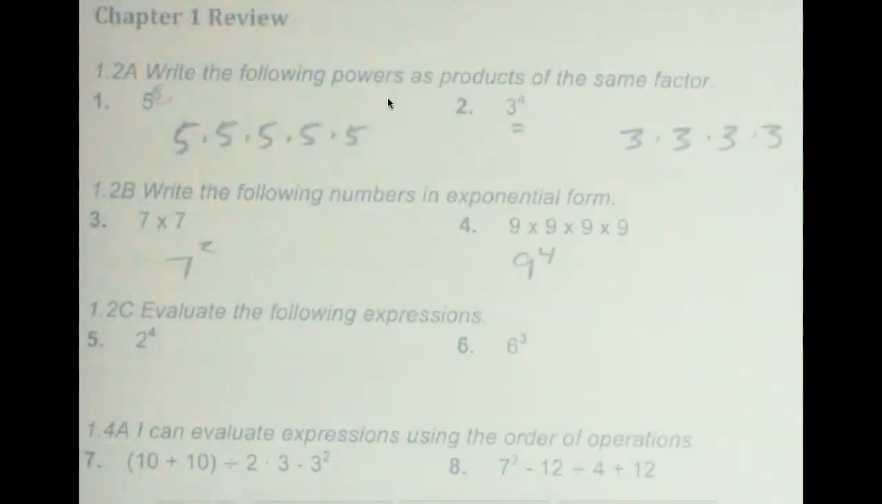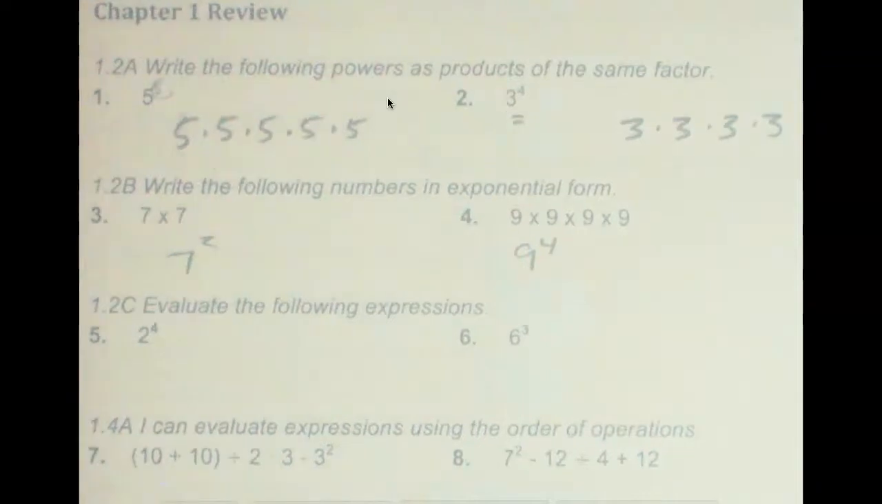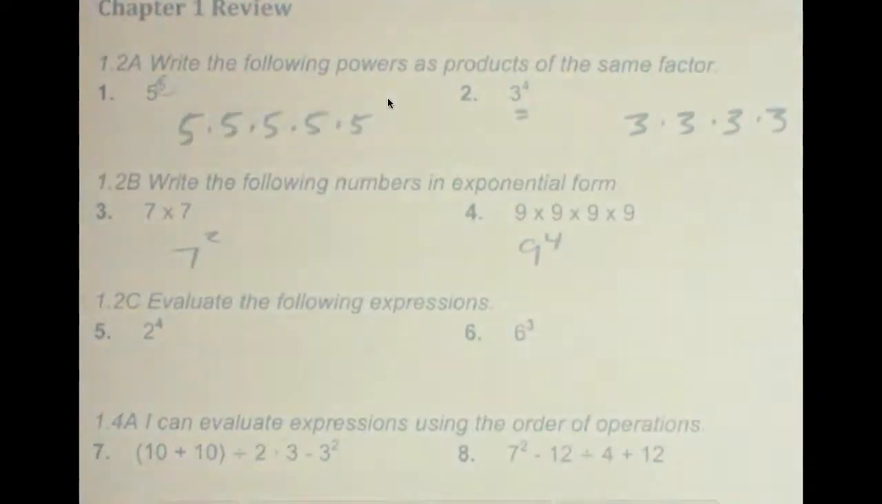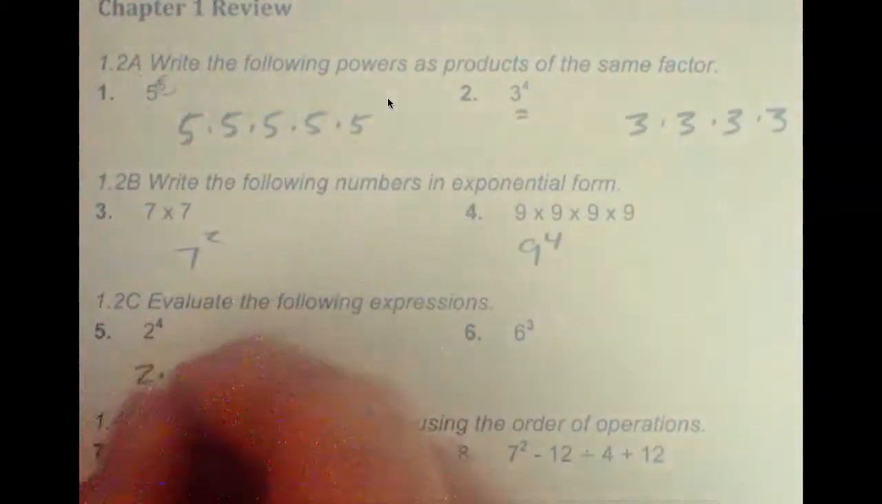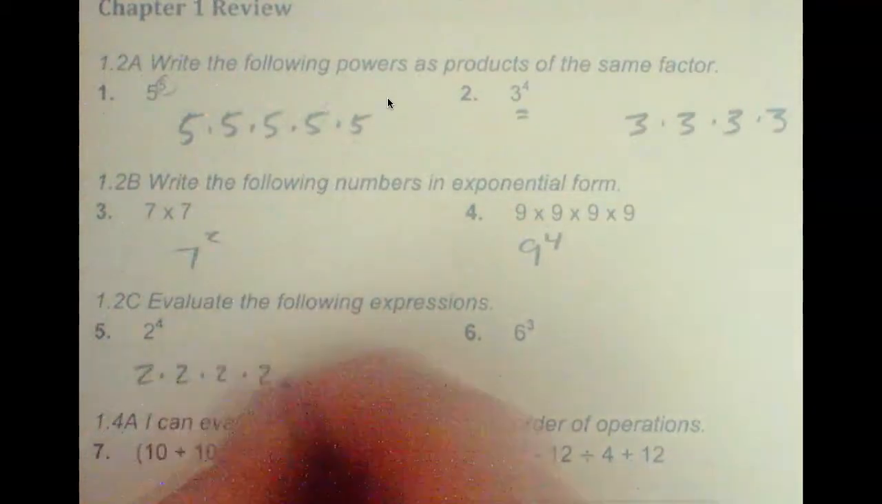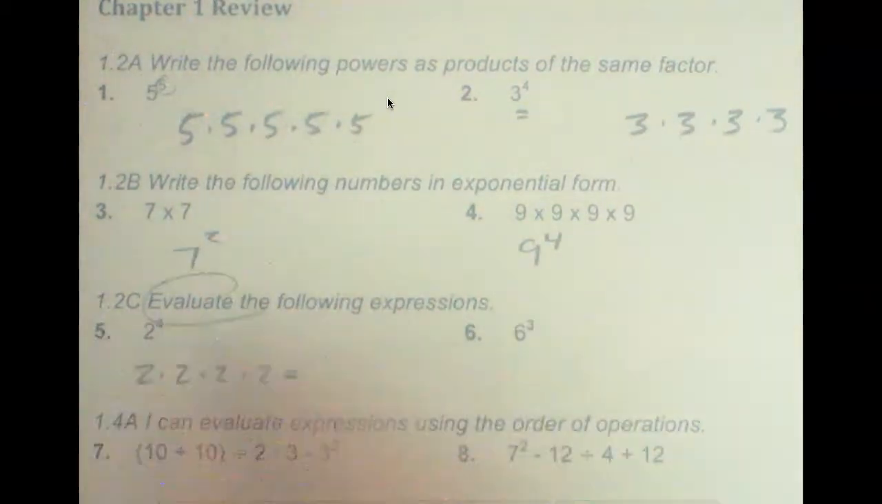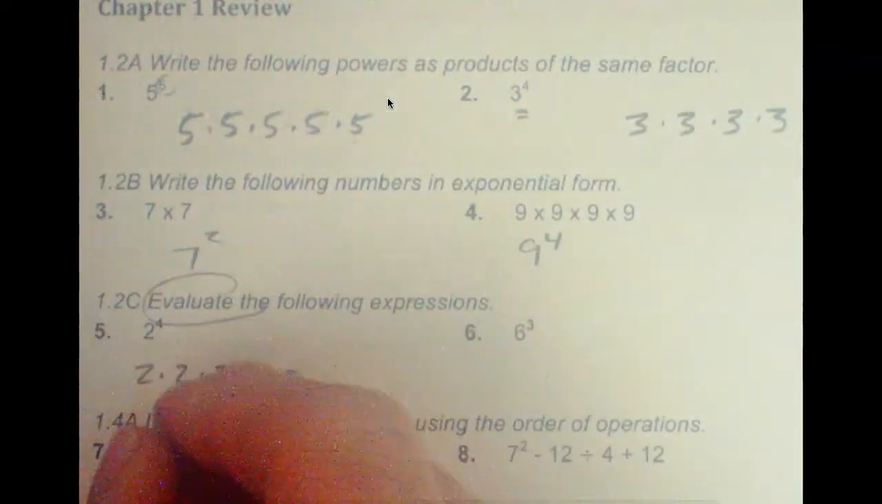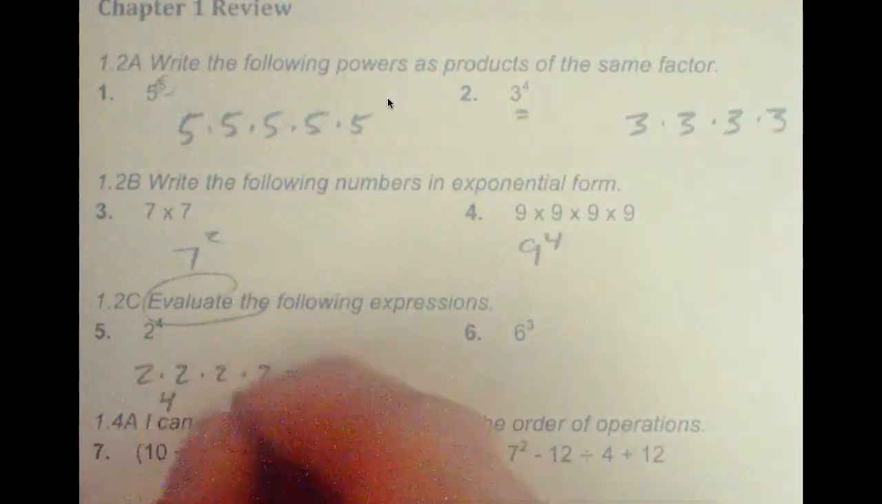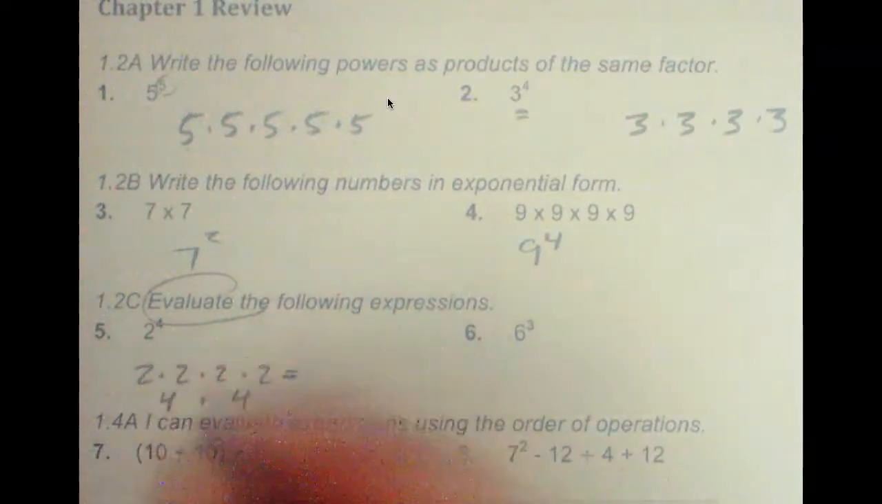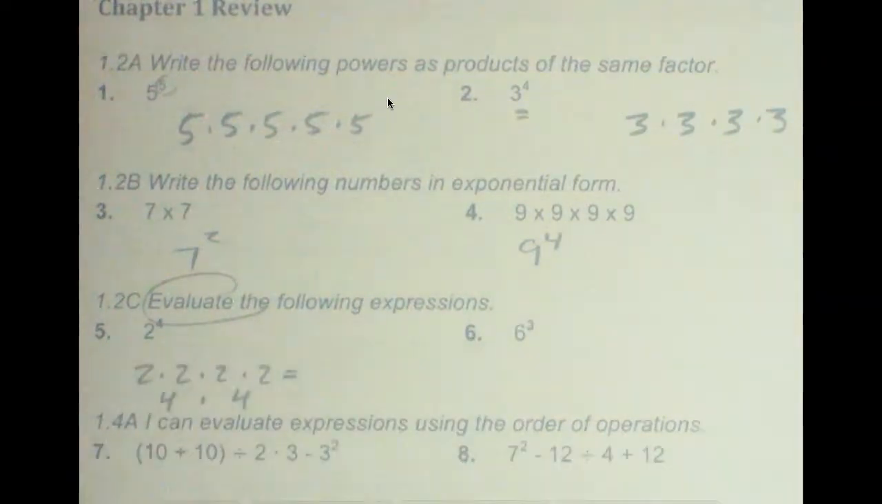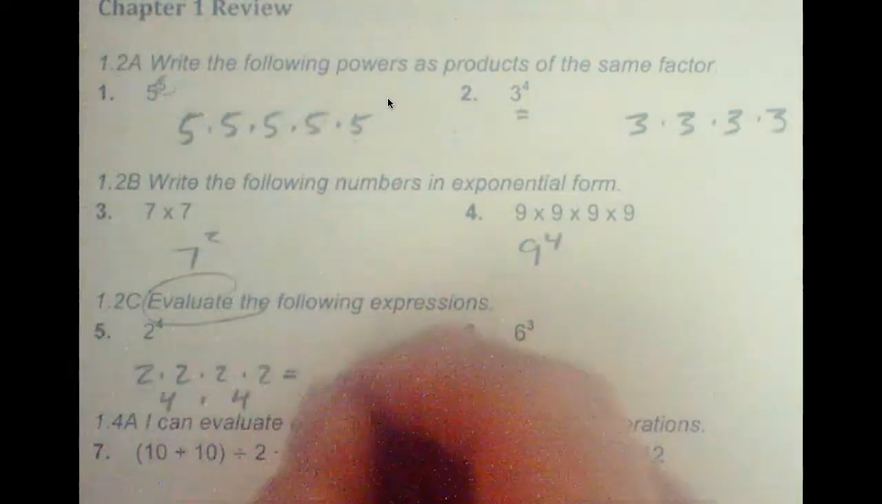All right, 1.2c, I can evaluate these expressions. You put them into the calculator. You would put into the calculator 2 times 2 times 2 times 2. Because it says evaluate, you finally get to write down what it is equal to. Well, I'll just do this by hand. 2 times 2 is 4. Here, this 2 times 2 is 4. So I can just shorten it, and this is 4 times 4, which is 16.